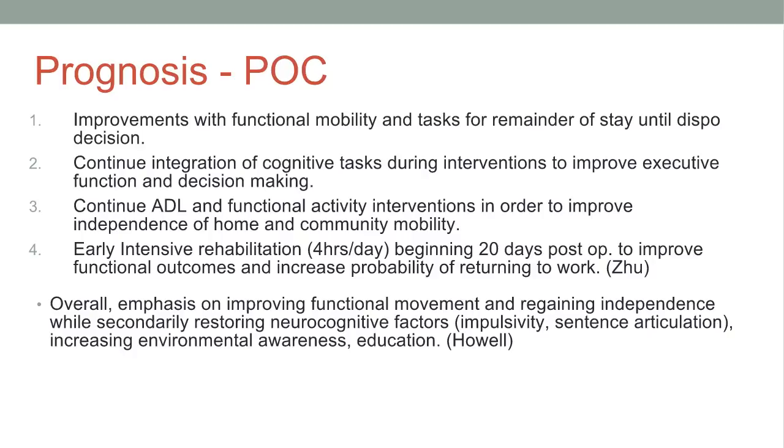Based on his diagnosis and expected prognosis, we feel the most significant things that the plan of care should work on are improving his functional mobility and tasks for the remainder of stay, continuing the integration of cognitive tasks during his interventions, continuing to work on ADL and functional activity interventions, and early intensive rehab beginning at 20 days post-op. So overall, our emphasis for our plan of care is to improve functional movement and regain independence while secondarily restoring neurocognitive factors, increasing environmental awareness, and education on the extent of his injury.